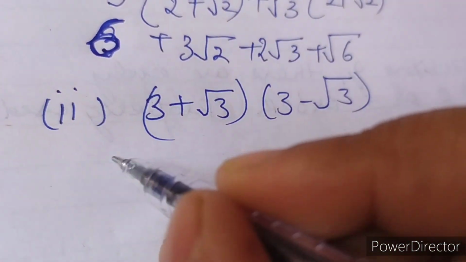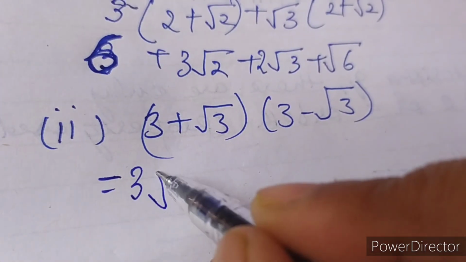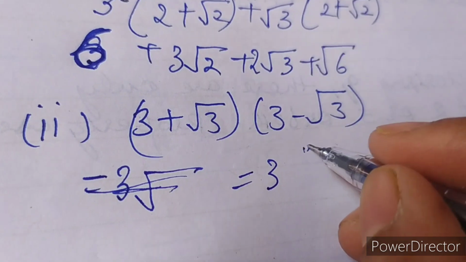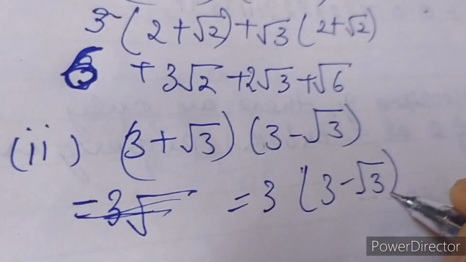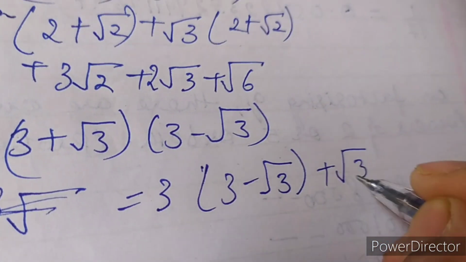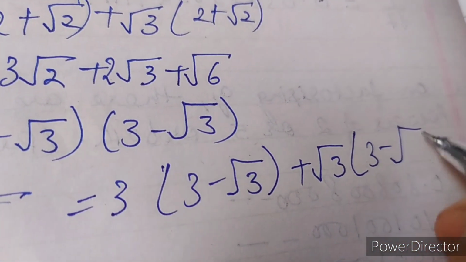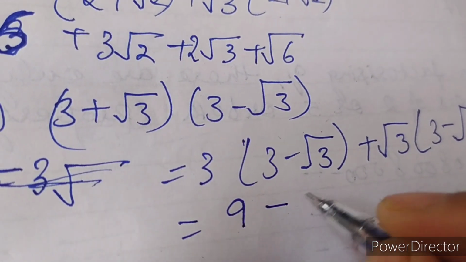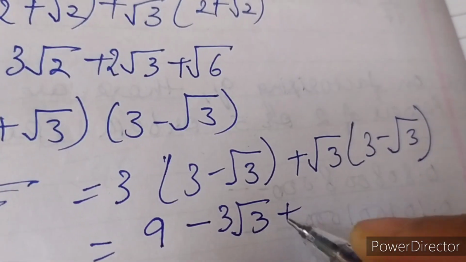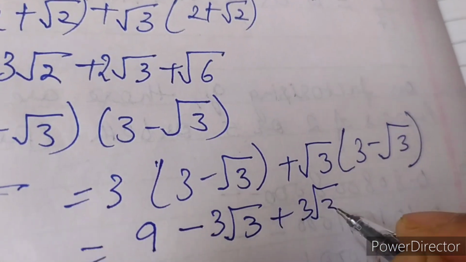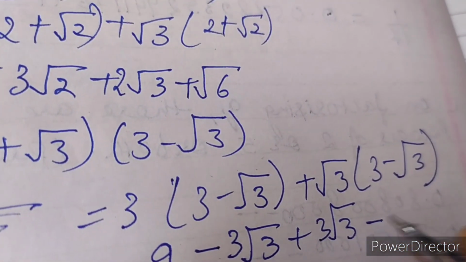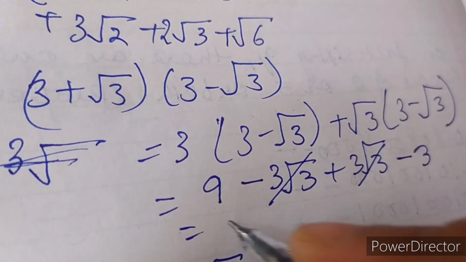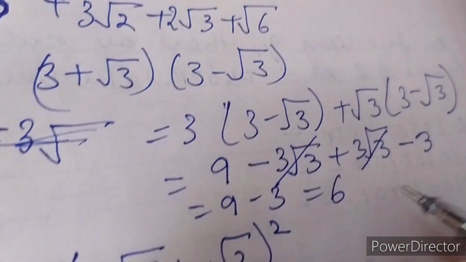Now again the same method we'll use here. Equal to 3 minus under root 3 plus under root 3 will be now multiplied with 3 minus under root 3, and here you will get 3 3s are 9 minus 3 under root 3 plus 3 under root 3 and plus minus under root 3 under root 3 will give you 3. This will cancel out and you will get 9 minus 3, that will be equal to 6.